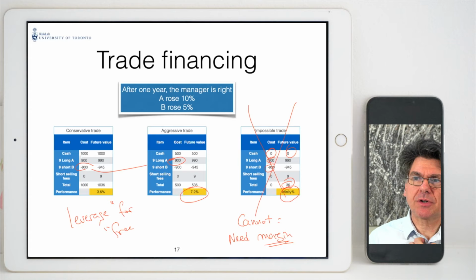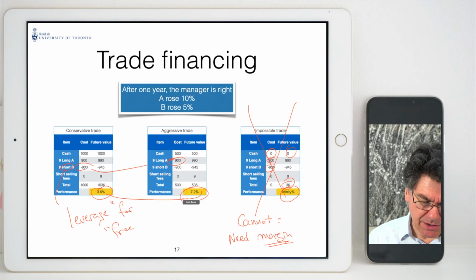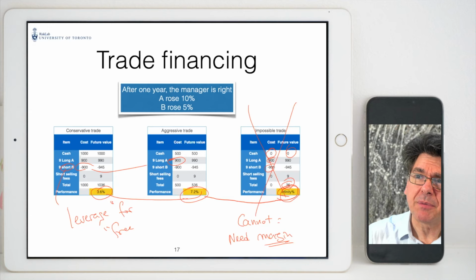I'm borrowing a stock. I'm not borrowing money, but I'm borrowing a stock because that's what shorting means. So there is some borrowing happening, but the borrow has to do with borrowing a stock, not borrowing money. And the result is that my return is boosted, and it's unclear how high. Of course, this is too extreme. I cannot do this.